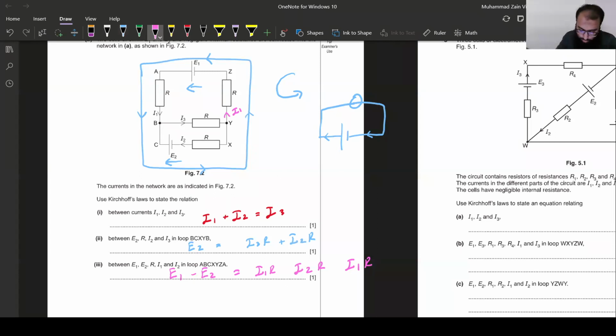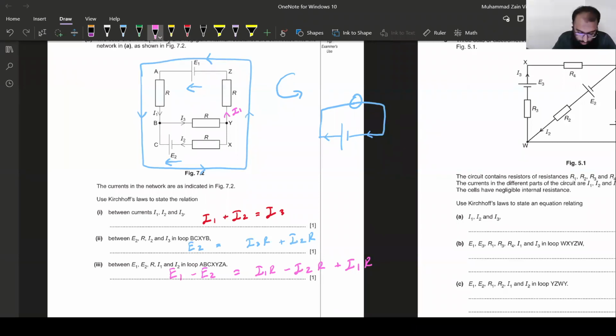So E2 is negative, equals I1 R1. I1 current is according to my sign convention, so I1 R1 is positive. Then I2 R2. I2 is opposite to my sign convention. My current is supposed to flow to the right, from C to X according to my convention, but it's actually flowing from X to C. So I write a negative sign in front of I2. And then I1 R3, so I1 is positive, so I1 R3 would be positive.